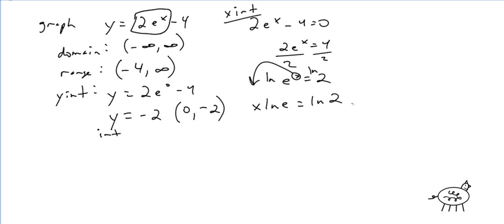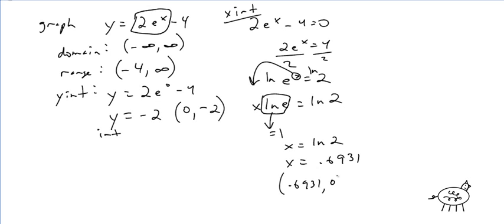Now you don't need to divide by ln of e, math fans, because ln of e, if you type ln of e in your calculator, you're taking the natural log of e, which is 1. That's important. That's equal to 1. So really you're just saying x equals ln of 2. Okay, and ln of 2 is 0.6931. So it's 0.6931, comma 0.